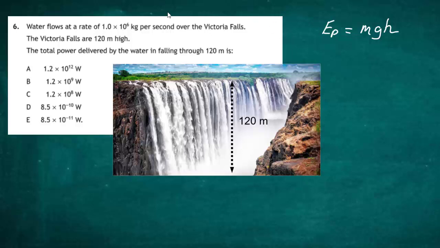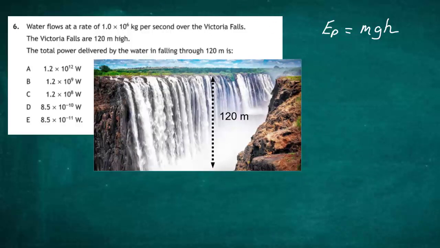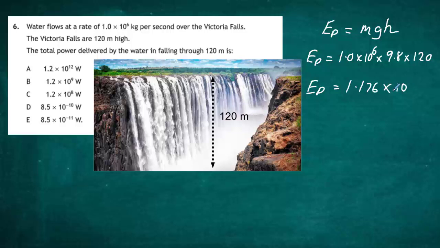Well, all we have to do is work it out like this. We simply do EP equals mgh. So the potential energy at the very top is going to equal the mass of water we're looking at, which is 1.0 times 10 to the power 6, multiplied by 9.8 and multiplied by the height in which the water is up from the bottom. We work that out in our calculators and we find that the potential energy comes out to be 1.176 times 10 to the power 9 joules.